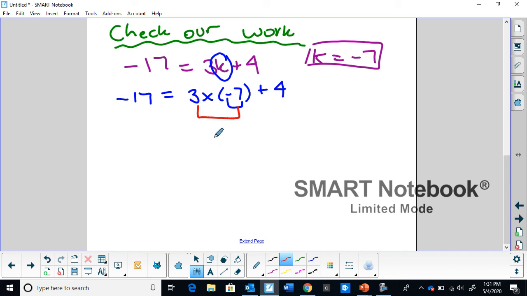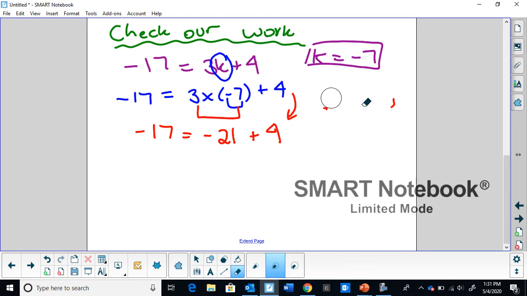3 times negative 7 is going to be negative 21. And I rewrite my whole equation again, just like when we use BEDMAS. Okay, remember when we did BEDMAS equation, we would rewrite it every step of the way. Okay, I encourage you to do the same thing when we're solving equations. Okay, it's very important.